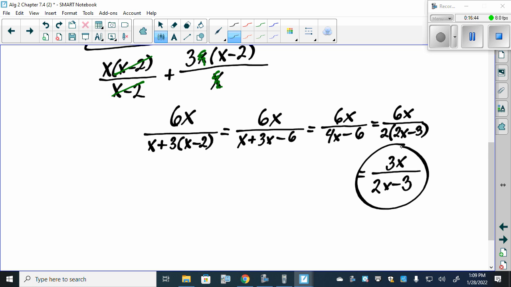Questions on this here? Now, in the grand scheme of things, it's not too bad from what we've been doing with addition and subtraction. Any other questions on this here? We ready for the next one?